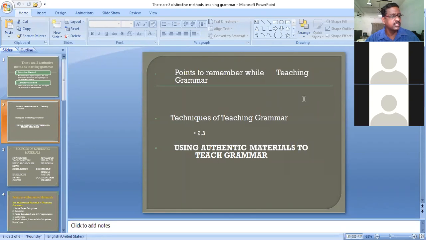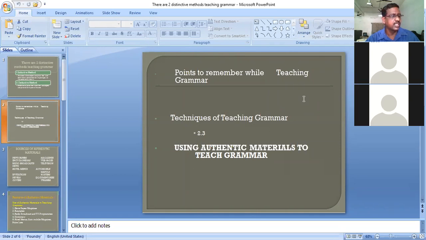The next point: lessons must be devoted to the practice of grammar points at regular intervals, instead of setting one period for grammar. Some other point: teach them with examples in situations.